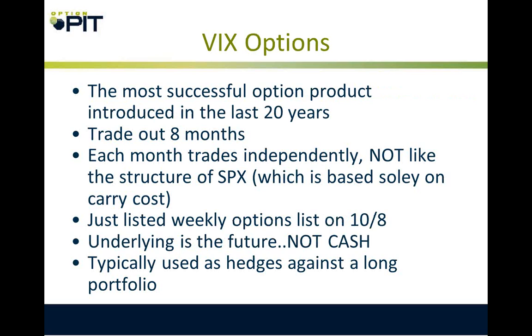The VIX options are the most successful option product in the last 20 years, really since SPX. They trade out 8 months. Each month, again, trades independently. The underlying future of that month is the underlying instrument for the option. They're listing weekly options on 10/8 of 2015. The underlying is the future, not cash, and they're typically used as hedges against a long portfolio.